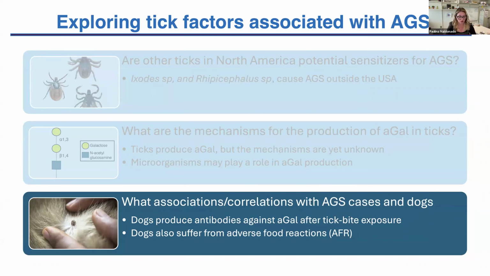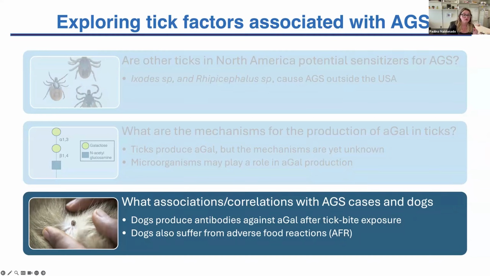So the last direction, or the last project that we are aiming to address, is what potential associations and correlations there may be with AGS human cases and the occurrence of dogs in the presence of ticks. Not only for human cases, but we're also interested in seeing what the health implications of tick burden in dogs are. We know that dogs produce antibodies against alpha-gal after tick bite exposure. This was already reported.